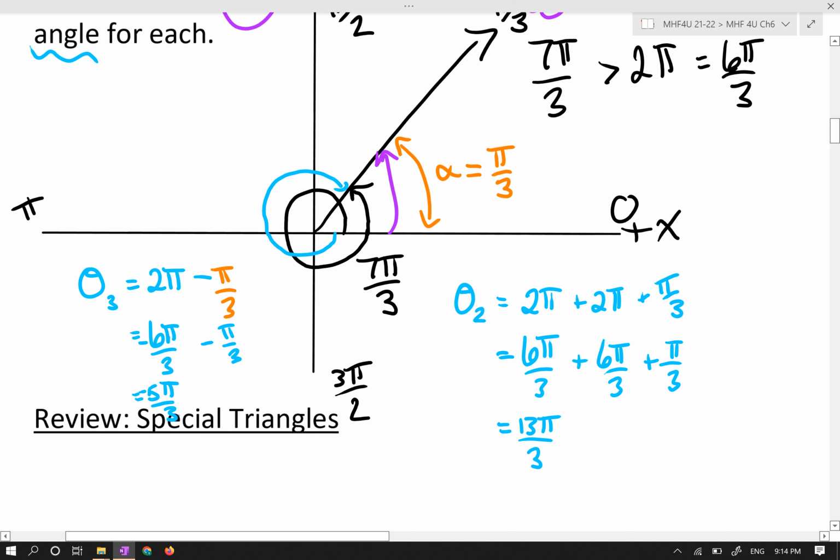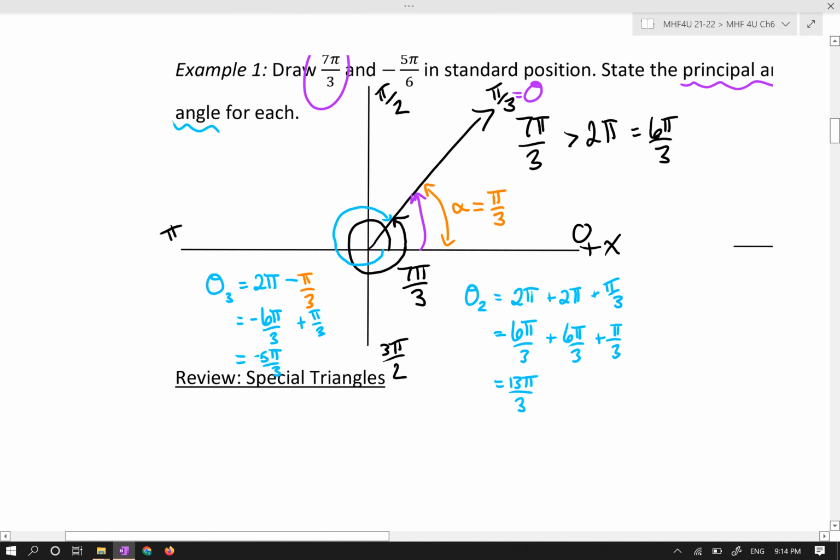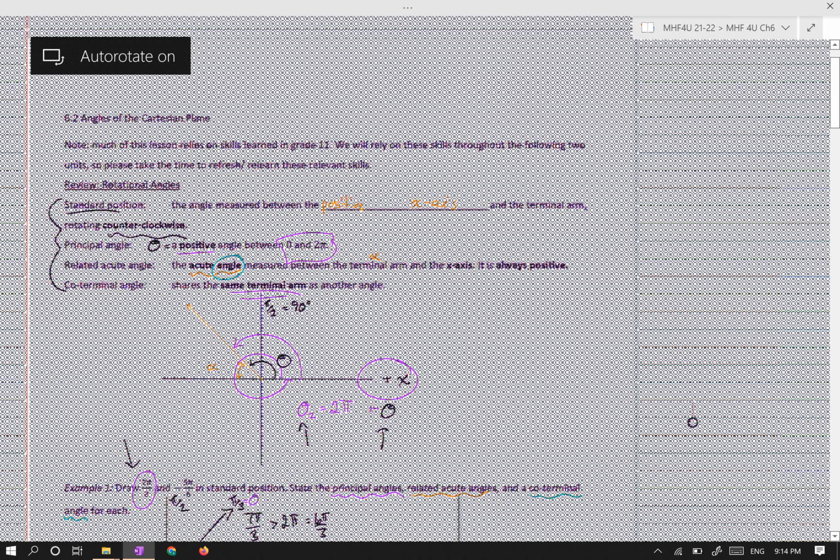And bear with me here while I fix up my signs here. I wish I had the chance to edit that out, but I won't, and that's okay. I should be working with an always positive related acute angle and a negative 6 pi over 3 right here, because we were going in a clockwise direction with my blue line. Fantastic. So that's great.